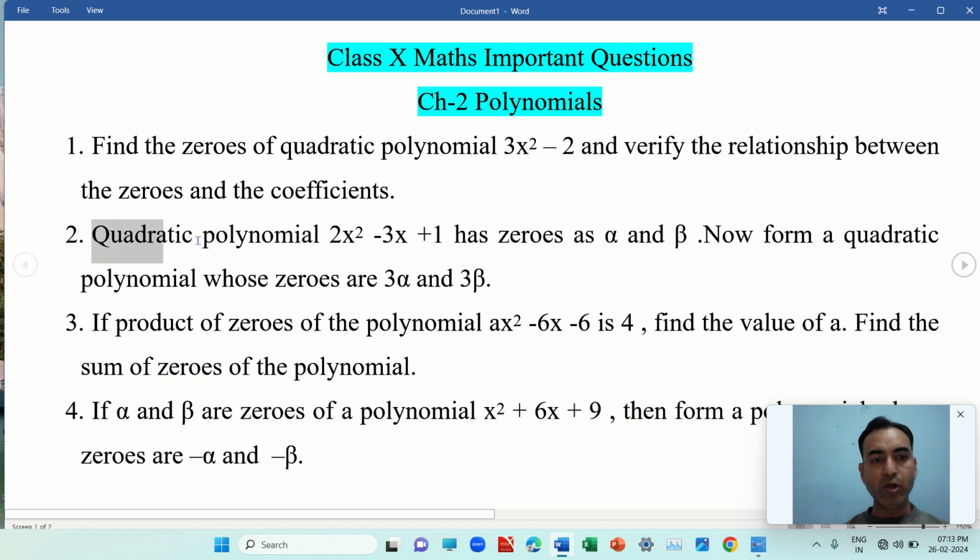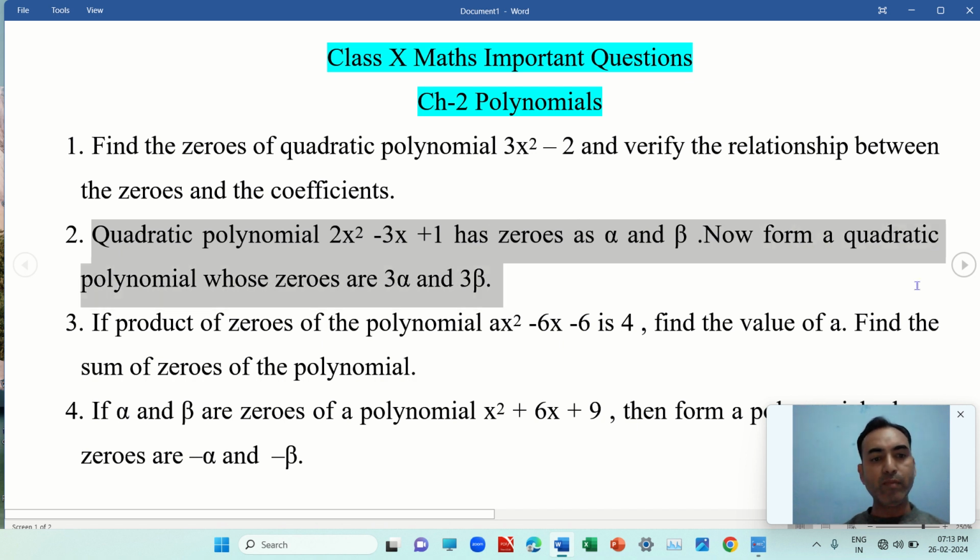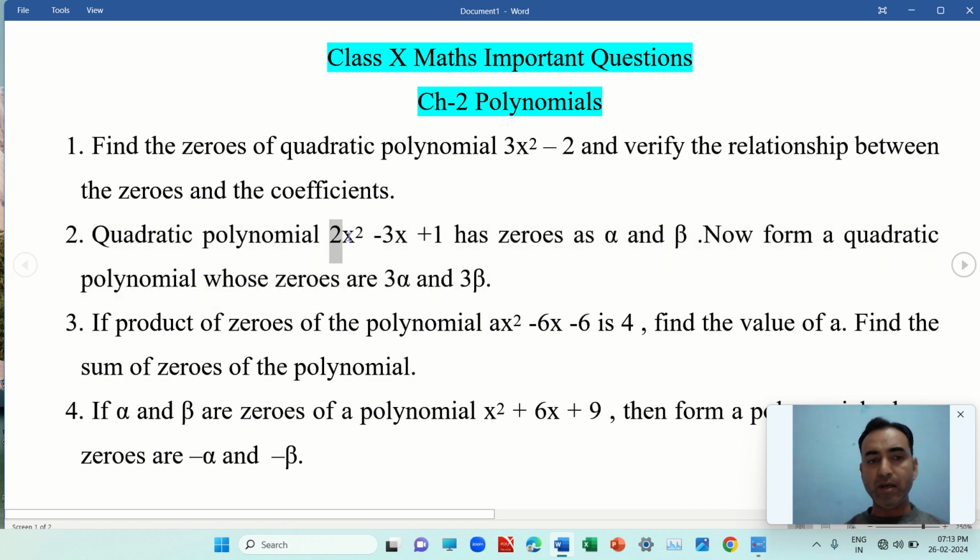Second question: quadratic polynomial 2x square minus 3x plus 1 has zeros alpha and beta. Now form a quadratic polynomial whose zeros are 3 alpha and 3 beta. In this question again we have to find the zeros of this polynomial 2x square minus 3x plus 1 by the splitting middle term method, and we will get the value of alpha and beta, and then we will calculate the value of 3 alpha and 3 beta by multiplying 3 with alpha and beta.